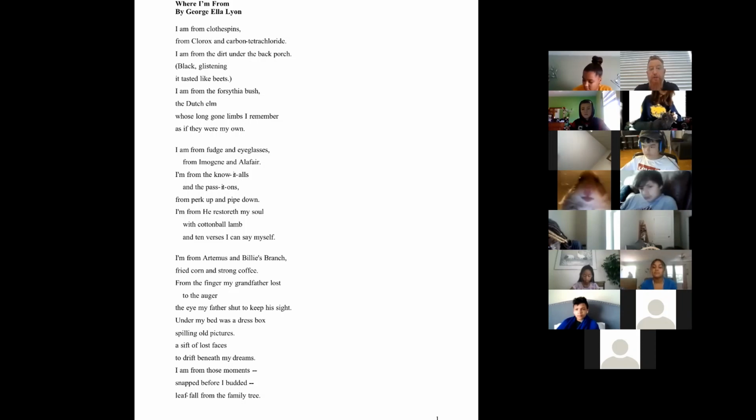I'm from he restoreth my soul, with cotton ball lamb and 10 verses I can say myself. I'm from Artemis and Billy's branch, fried corn and strong coffee, from the finger my grandfather lost to the auger, the eye my father shut to keep his sight. Under my bed was a dress box, spilling old pictures, a sift of lost faces to drift beneath my dreams. I am from those moments, snapped before I budded, leaf fall from the family tree.